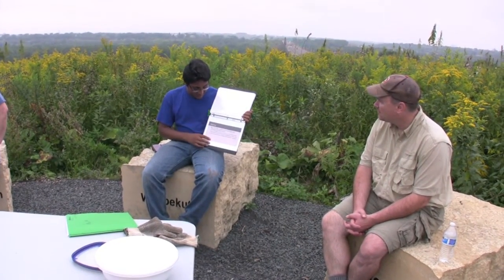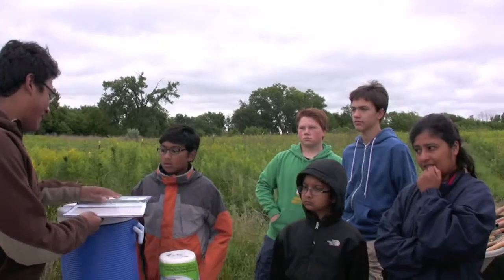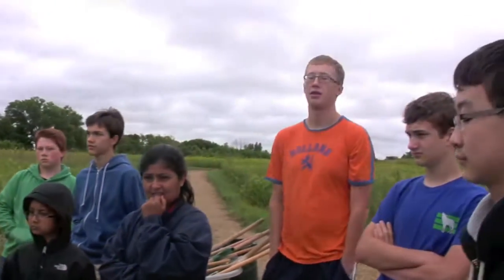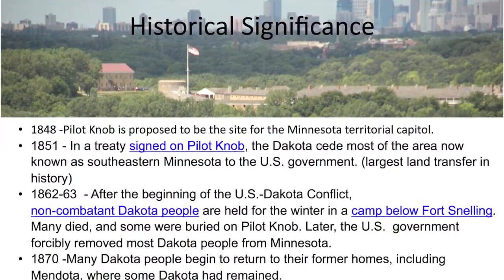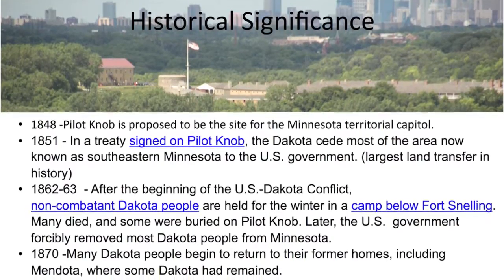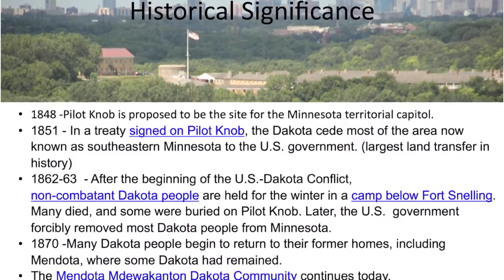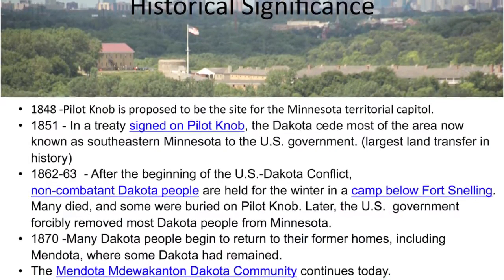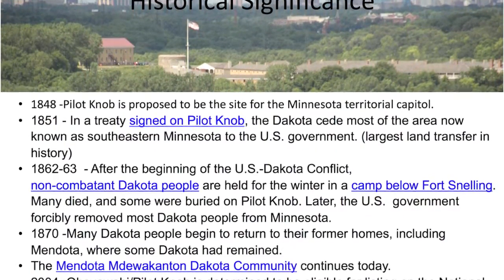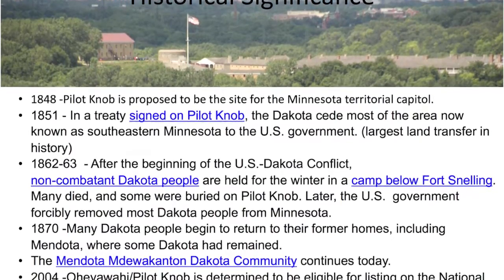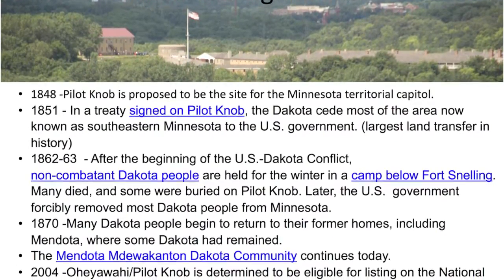So I just have some history here. In 1848, this Pilot Knob was proposed to be the site for the Minnesota Territorial Capital. Then in 1851, a treaty was signed here between the U.S. government and the Dakota people that gave away 35 million acres of Dakota land to the U.S. government. That was the largest land transfer in U.S. history.